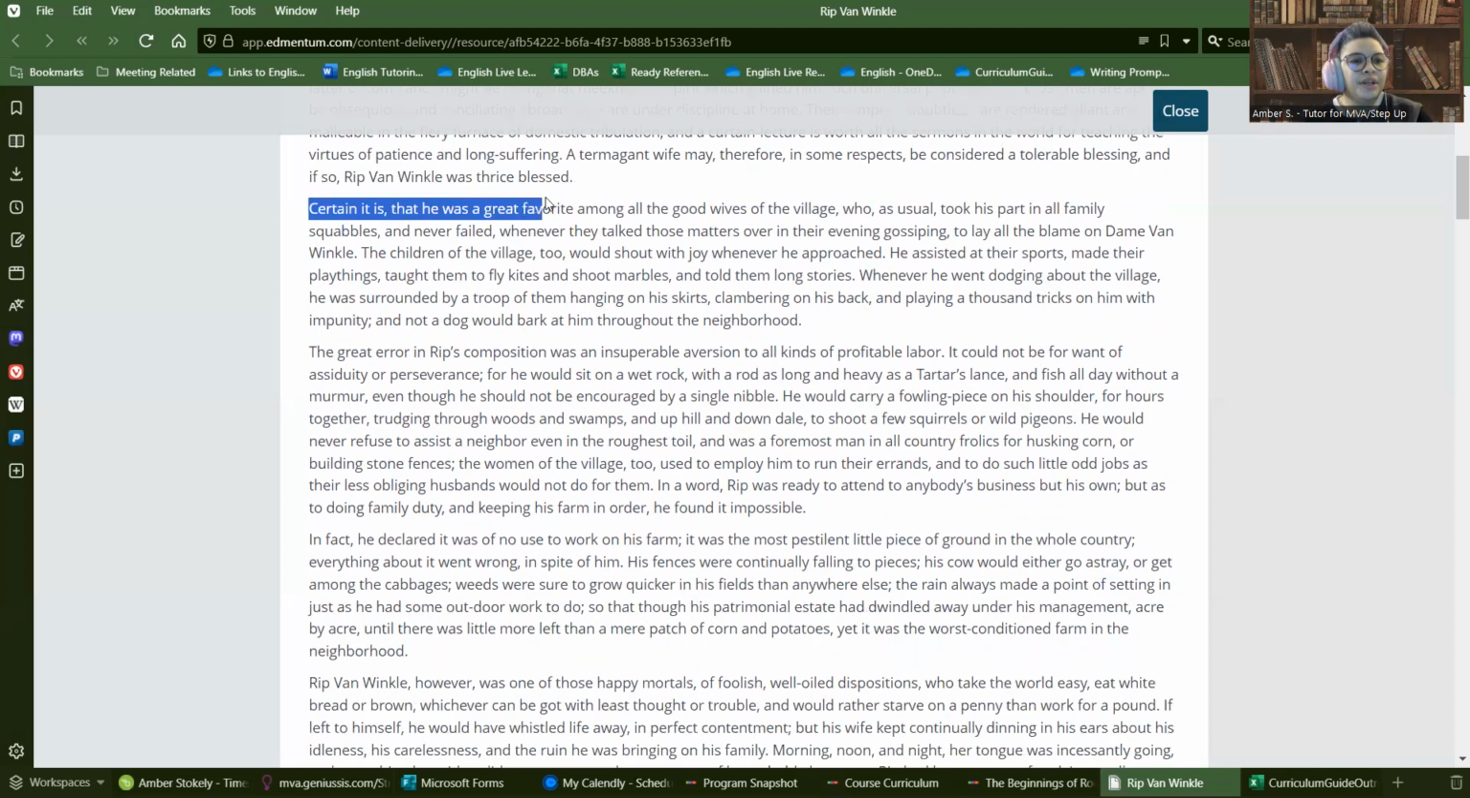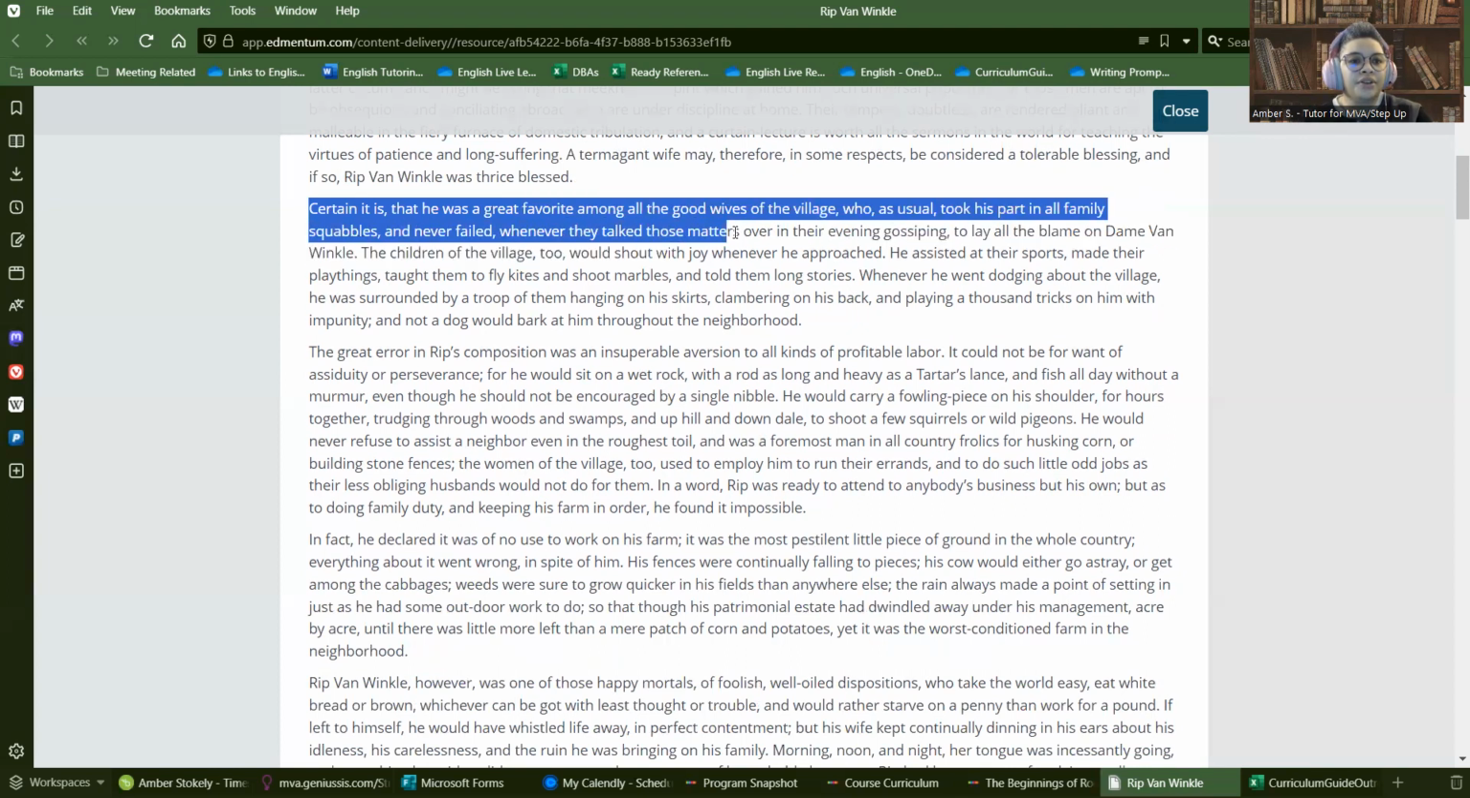Certain it is he was a great favorite among all the good wives of the village, who, as usual, took his part in all family squabbles and never failed, whenever they talked those matters over in their evening gossipings, to lay all the blame on Dame Van Winkle. And basically, what they're saying is everyone likes him. So regardless of what his wife is actually like, everyone blames his wife anyway.